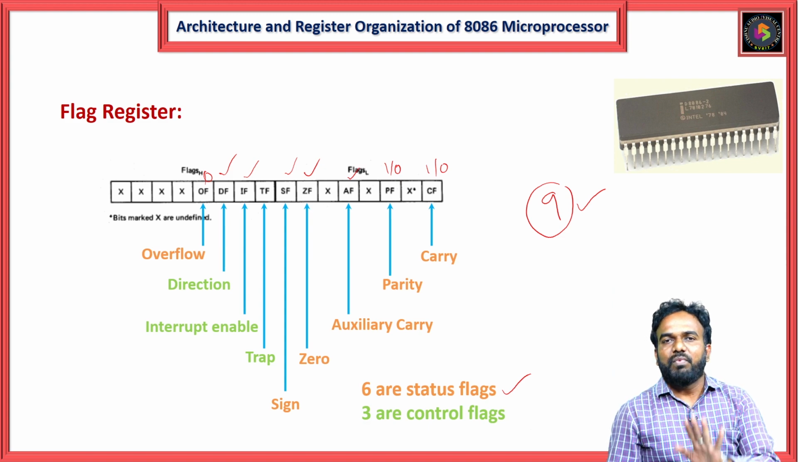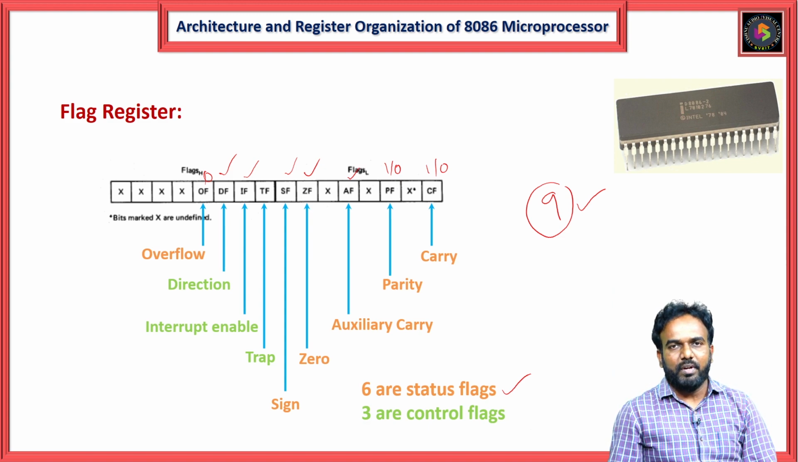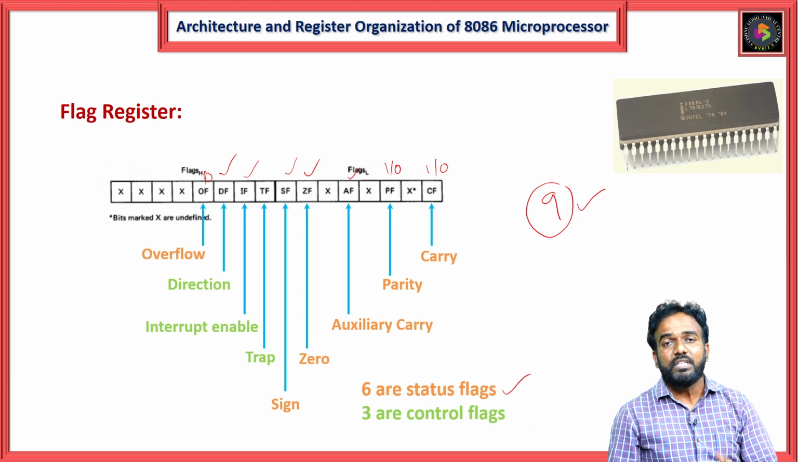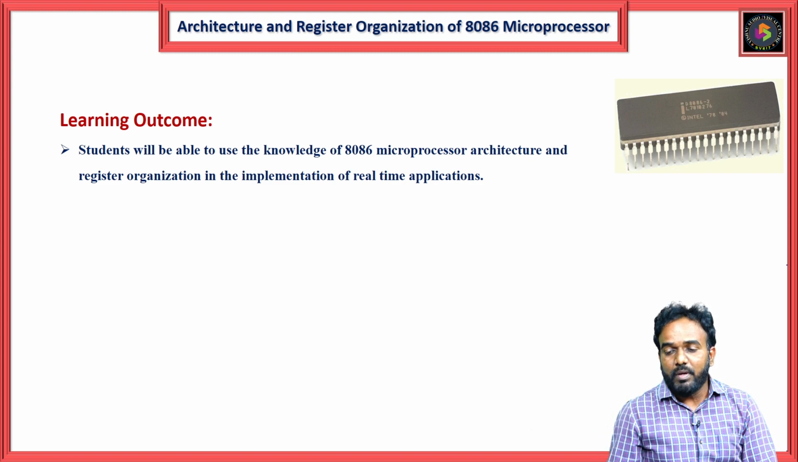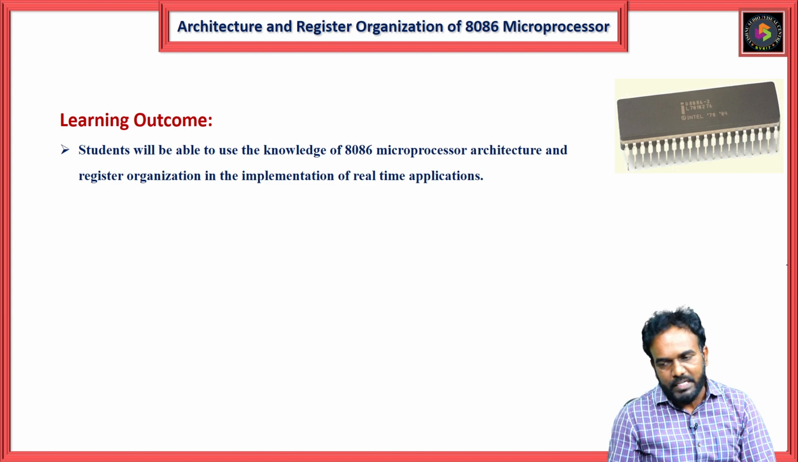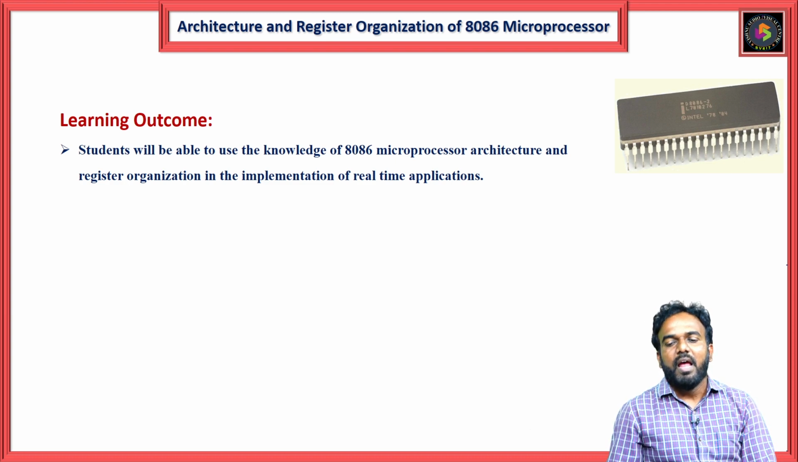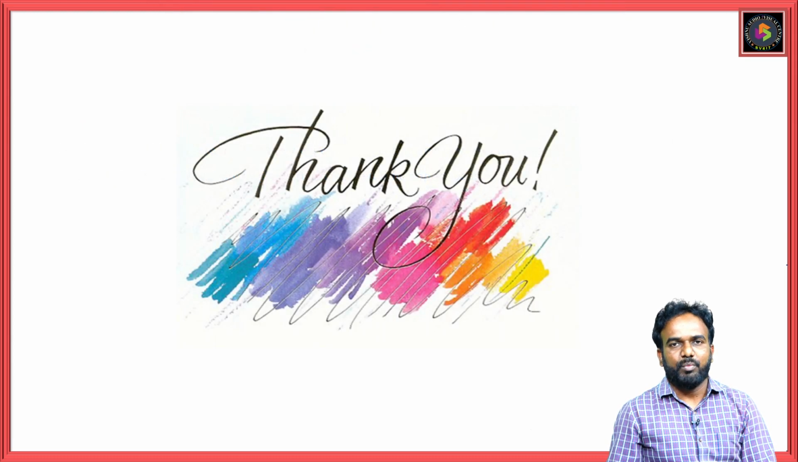These are the flag bits available in the 8086 microprocessor to know the status of the operation. Now, this is the learning outcome. After learning this topic, students will be able to use the knowledge of 8086 microprocessor architecture and register organization in the implementation of real-time applications. So this is about the architecture of the 8086 microprocessor and register organization of the 8086 microprocessor.